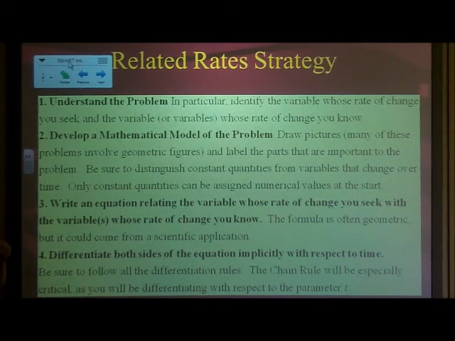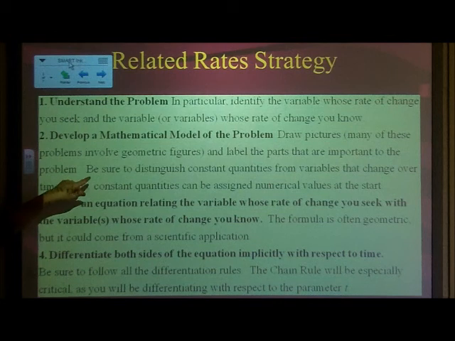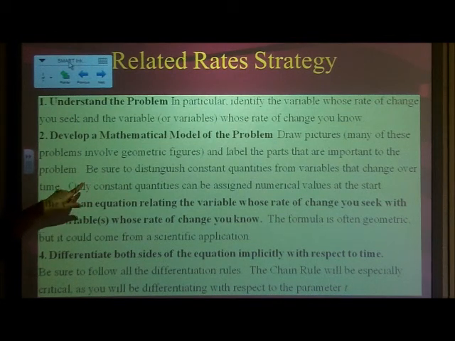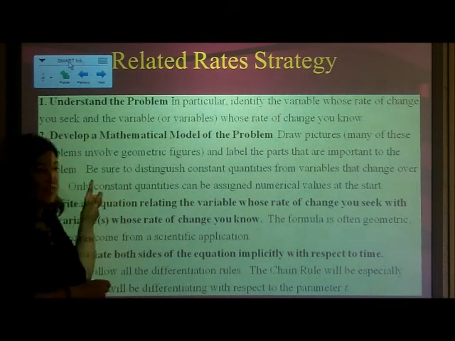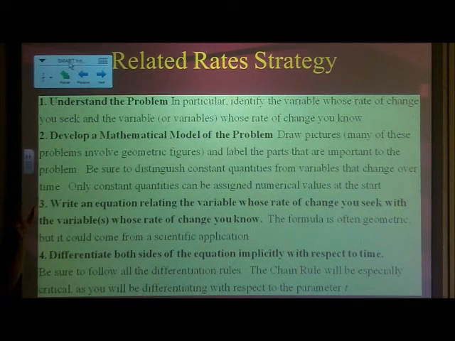So it's moving. Really, you have to figure out when you're setting up the problem, it says right here, distinguish constant quantities from variables that change. You have to decide for yourself what is changing and what is not, because what's changing is going to have a derivative associated with it. Then you write the equation. The equations are easy.